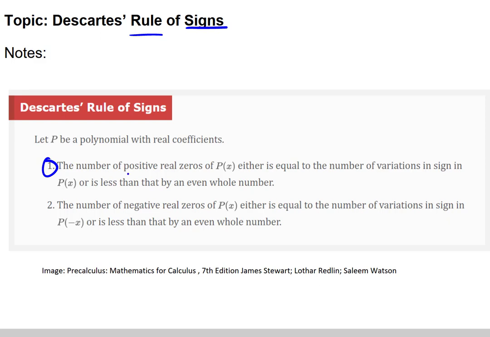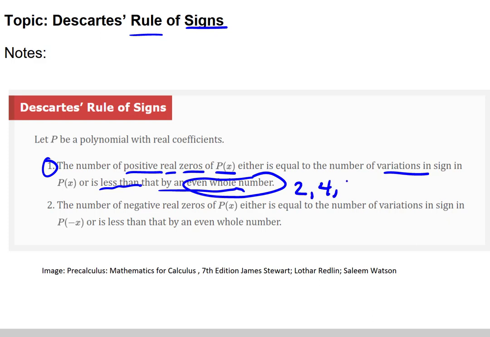First, the number of positive real zeros of P of x, this polynomial, is either equal to the number of variations in sign in the polynomial or less than that by an even whole number. Now let's recall that an even whole number would be anything in the list 2, 4, 6, and so on.